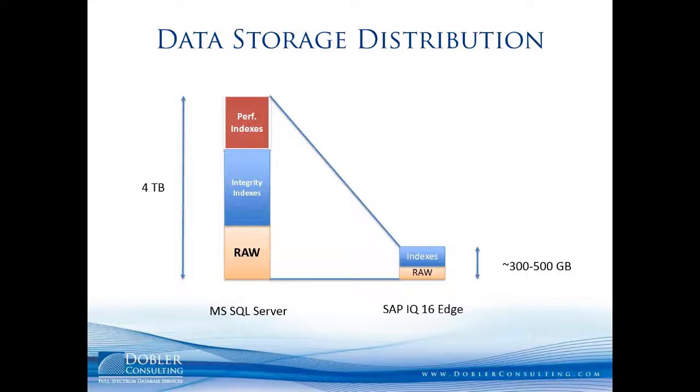The rule of thumb, if you move a traditional database into IQ, is you take the raw data, and that is, I haven't seen any less, but then 70% compression goes right into that. Then you have your integrity indexes, which means the primary keys, the foreign keys, and all the good stuff that you have in there, which is already implemented in the raw on the IQ.